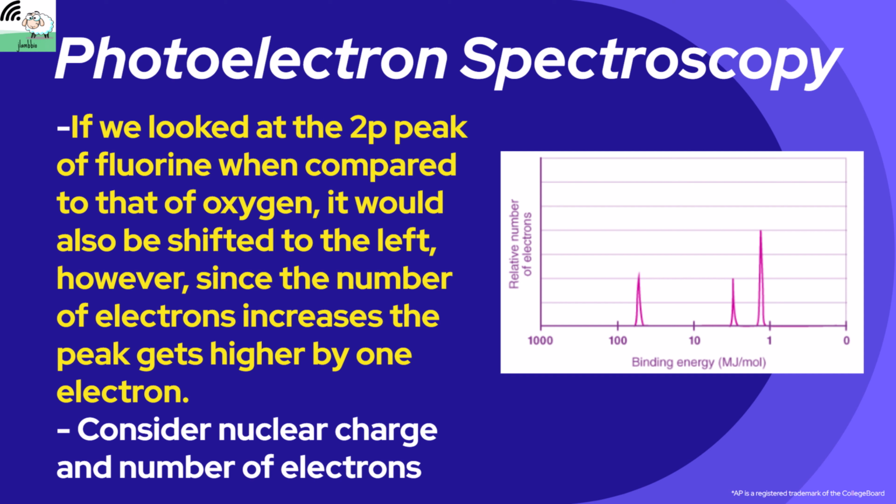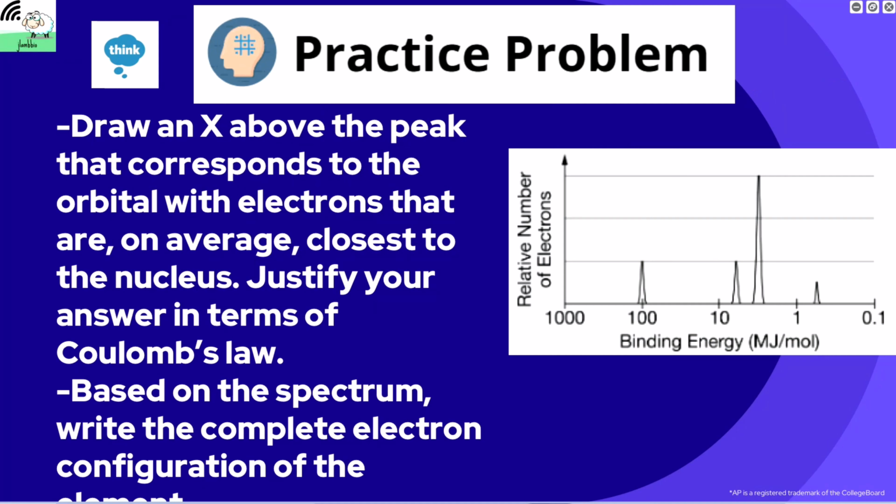So let's spend a couple moments to practice with this, and we'll wrap things up pretty quickly today because this is a pretty short part of the first unit of AP Chemistry. So let's analyze this problem and see what we can come up with for a response here. It says to draw an X above the peak that corresponds to the orbital with the electrons that are on average closest to the nucleus, and justify your answer in regards to Coulomb's law.